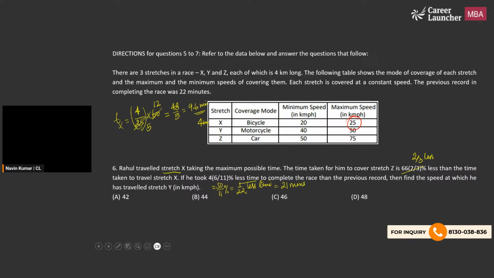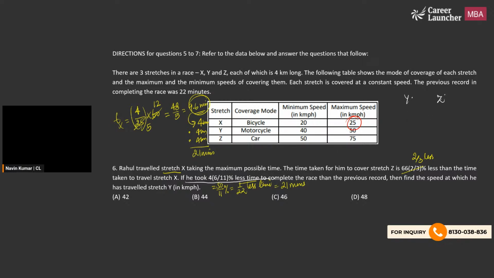Then find the speed at which he has traveled stretch Y. So what we have to do is, he is able to cover the entire XYZ, all 3 stretches of 4 kilometers each, in an overall of only 21 minutes, out of which 9.6 minutes is already for stretch X. Now, since distance is the same for both these stretches, the time and speed are going to be inversely proportional.